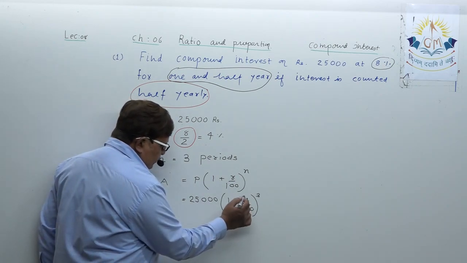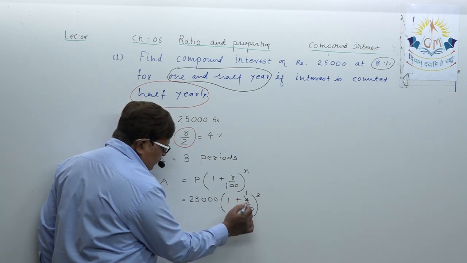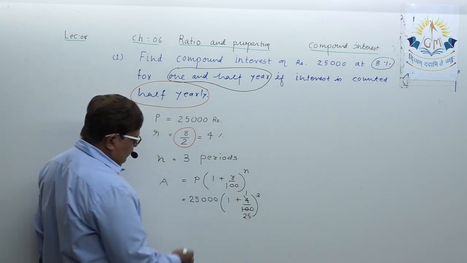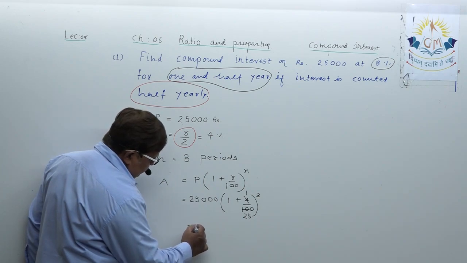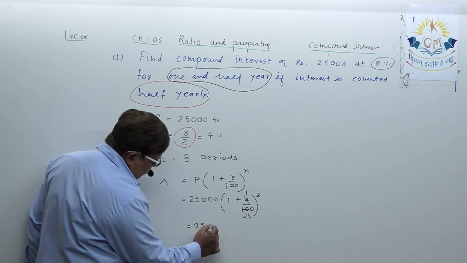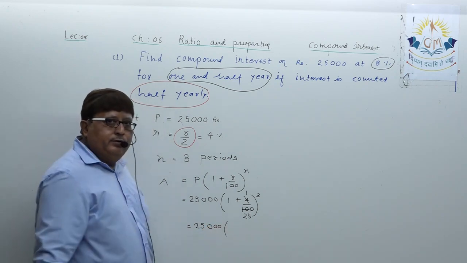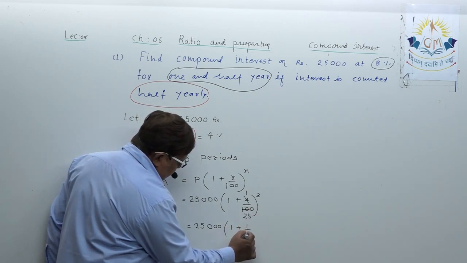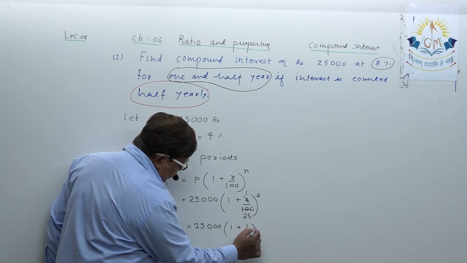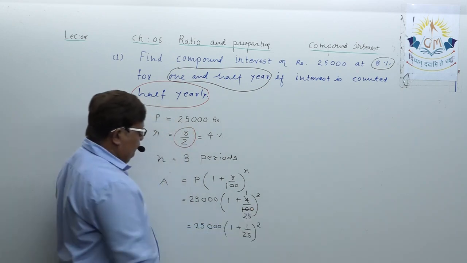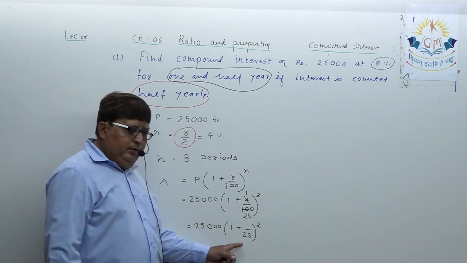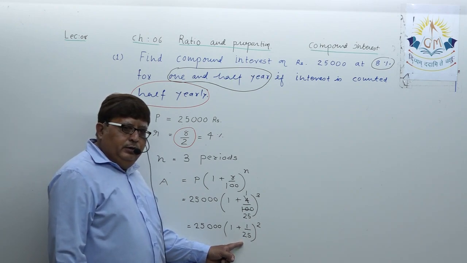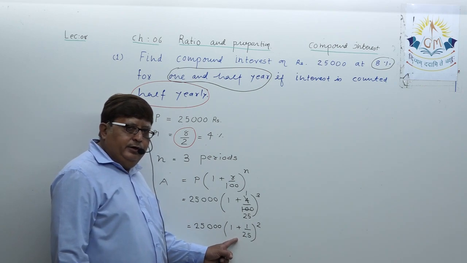Now dear student, simple cancellation. For 1, 25. So this is 25,000 into bracket 1 plus 1 upon 25 raised to 2. Next step, dear student, as you all know, is taking the LCM. Understand?